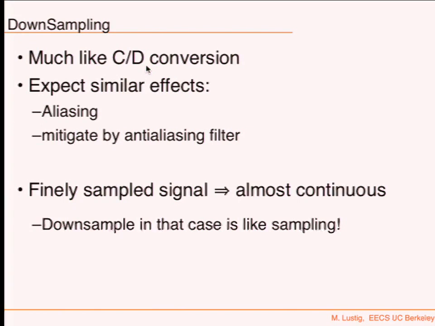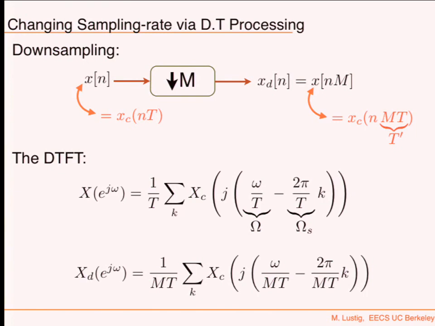At some point, for an engineer, it looks continuous, right? So in that case, downsampling would be like sampling that continuous signal, in some sense. So let's go over it and see what is the math behind it. Where should we really be worried?